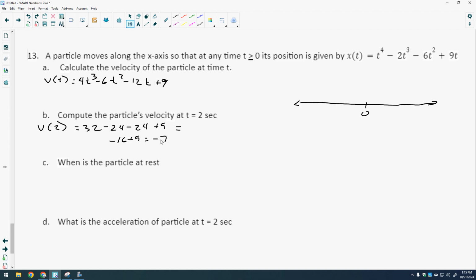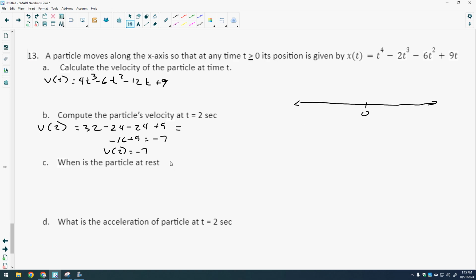All right, so I get negative 7 for the particle's velocity. What does that mean? So v of 2 equals negative 7. The particle is traveling left, at 7. I don't see my units; it's units per second, whatever units we're talking about, feet per second, inches per second.